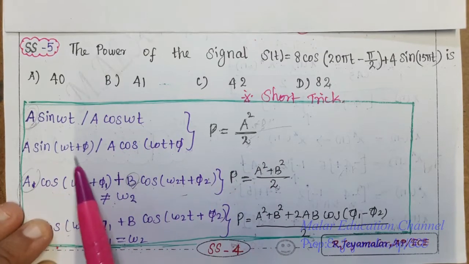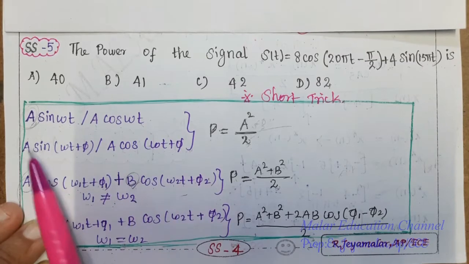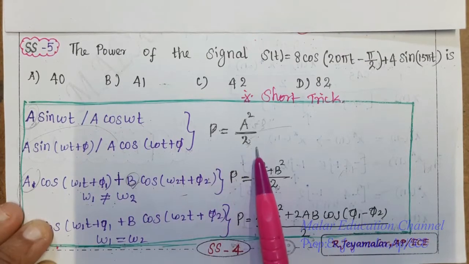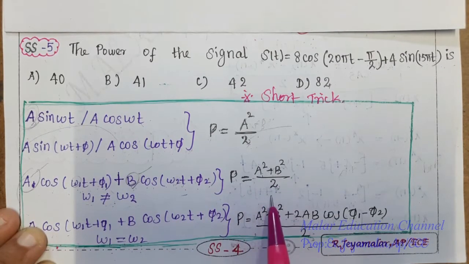Similarly, A sin(omega t plus pi) or A cos(omega t plus pi), the amplitudes are the same, so the power is A square by 2. Next formula: A cos(omega 1 t plus pi 1) plus B cos(omega 2 t plus pi 2). Here omega 1 is not equal to omega 2, they are different numbers. The amplitude is A here and B here, so the power of the signal is A square plus B square divided by 2.